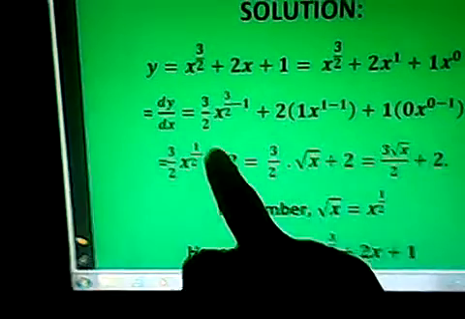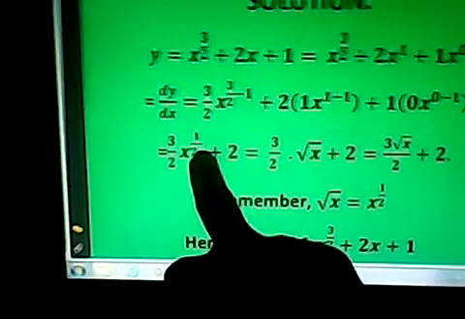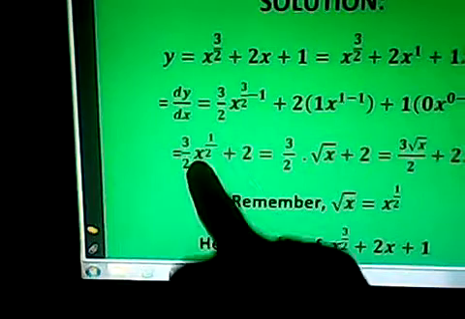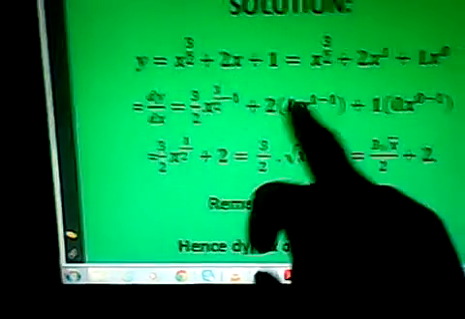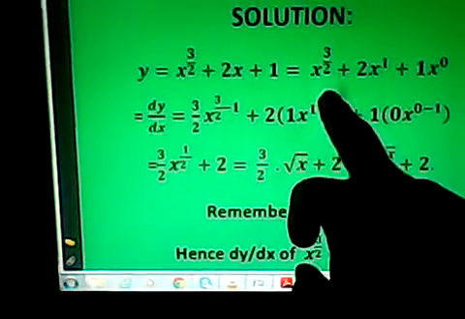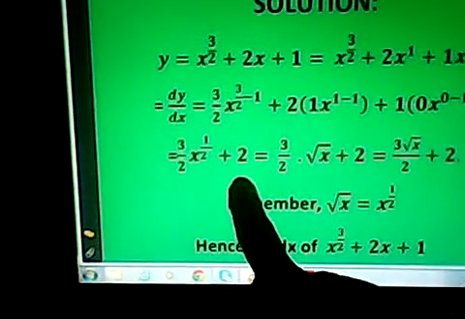Now we have 3 over 2x raised to the power 1 over 2, because 3 over 2 minus 1 is 1 over 2. So we have 3 over 2x raised to the power half plus 2, because everything in this bracket has turned to 1. x raised to the power 0 is 1. 1 times 1 is 1. Times 2 is 2. So we have 2 here. So that is it.